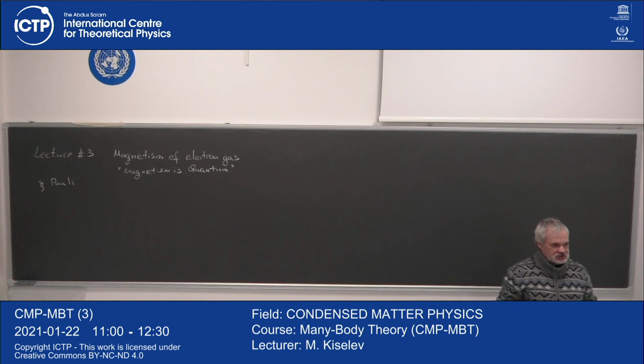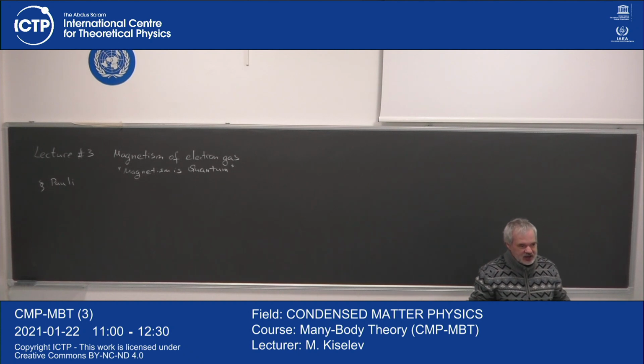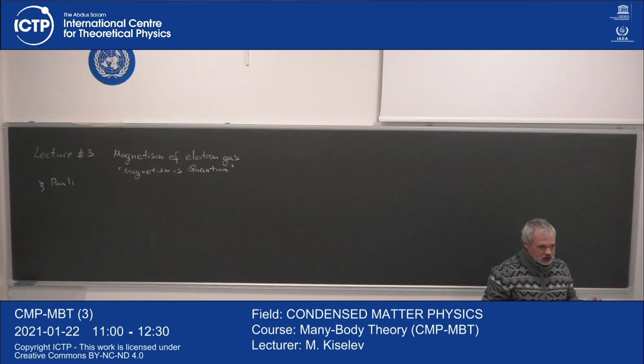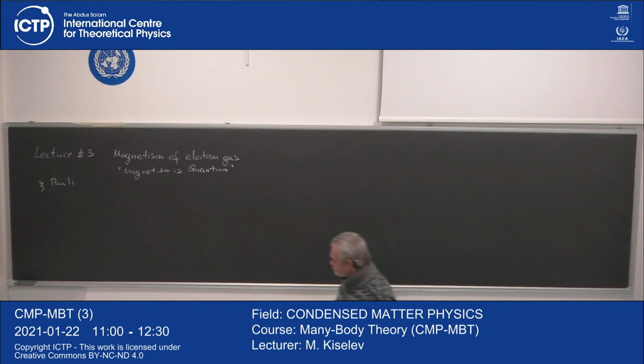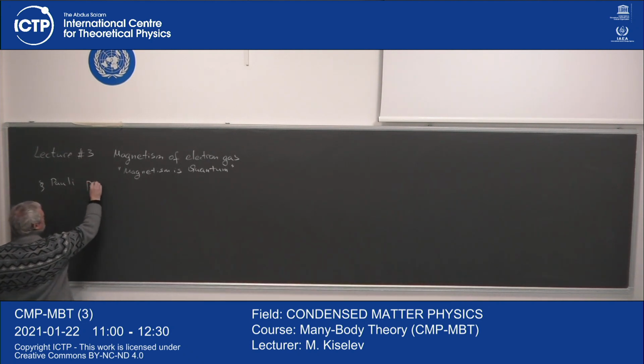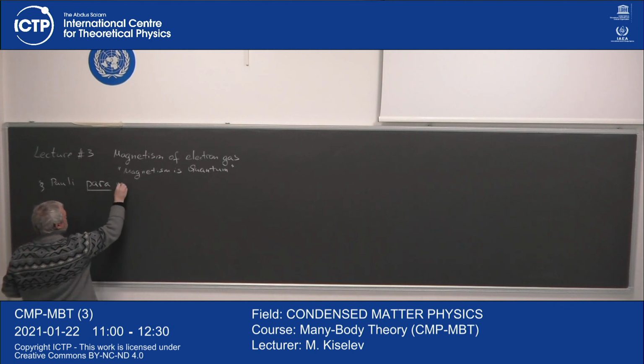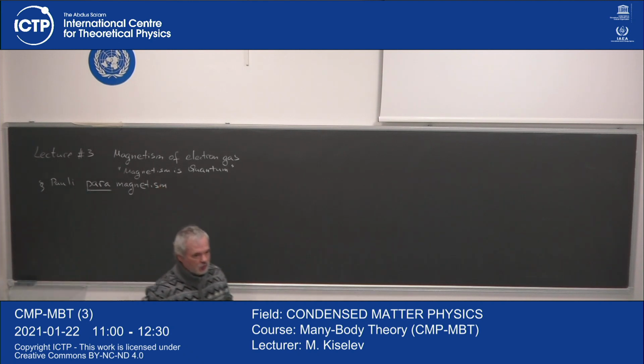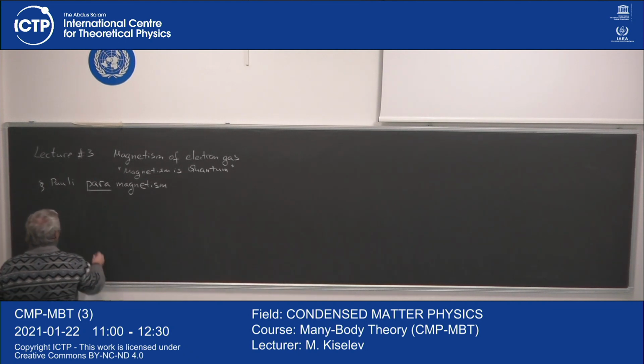So the first part of the lecture is devoted to magnetic properties of the free electron gas, which appear due to the quantum number of electrons, which is spin. And the second part will be related to discussion of magnetism associated with orbital degrees of freedom. So we start with spin, and therefore the first part of the lecture is called Pauli paramagnetism. I will explain what para means, but let's first remind you that we are dealing with spin.